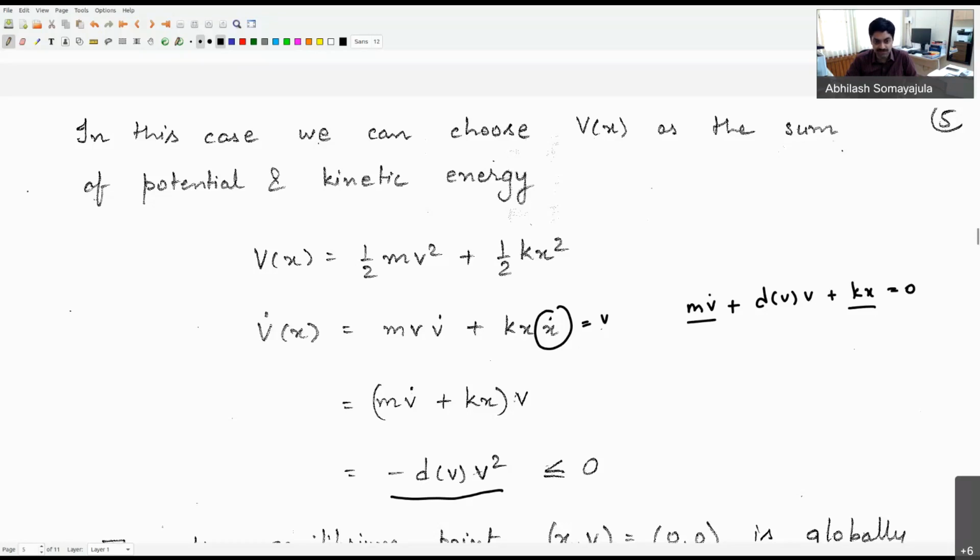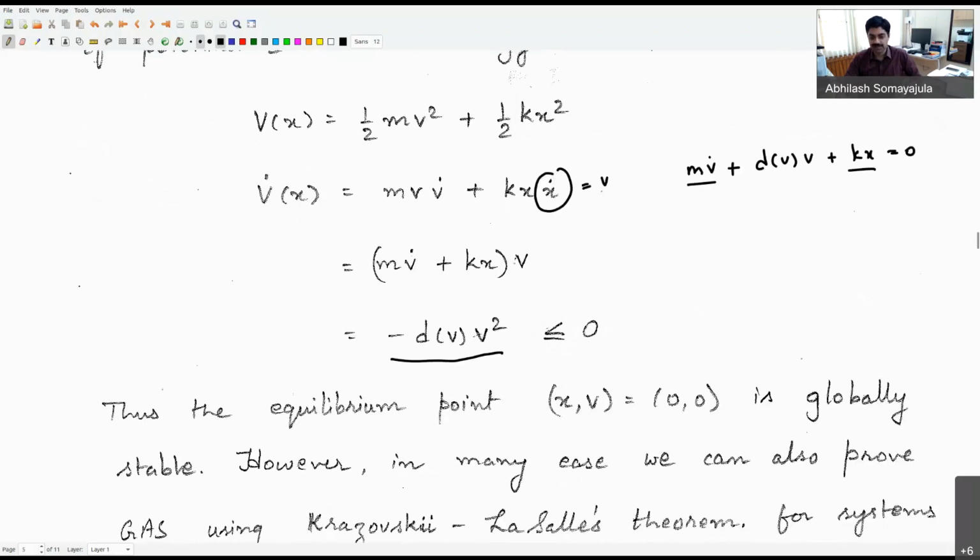Now, if we look at this function, it will always be less than or equal to 0. Why? Because we assume that d is positive and v squared will always be positive unless v is equal to 0. Everybody with me so far? Yes. Okay. All right. So then what's happening?